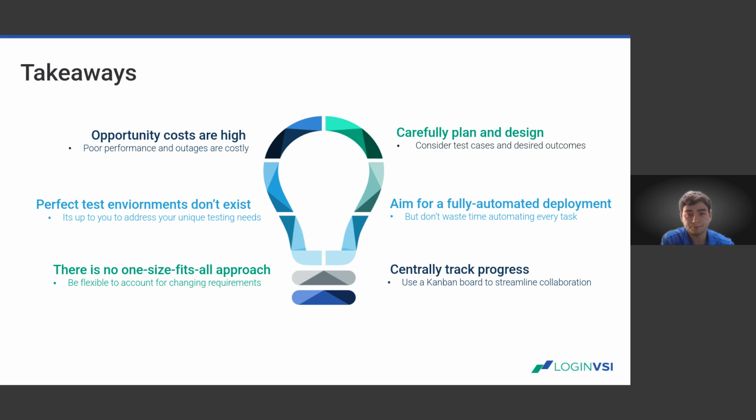I mentioned it a few times, but it's really critical that you aim for a fully automated deployment. With that being said, you don't want to waste time automating every single task. Focus on the tasks that are error-prone or might be laborious to complete. Remove as many hands from the deployment as possible. And lastly, use a centralized project management tool like Kanban to streamline collaboration. Try to leave notes for yourself when you drop the project for other responsibilities, and this can make it easier to pick it up where you left off and hit the ground running.